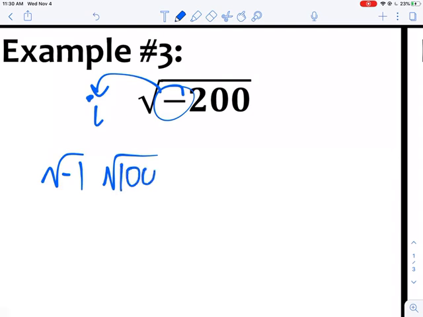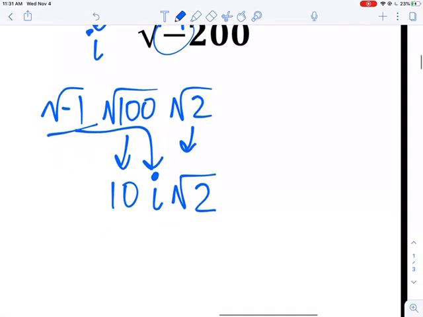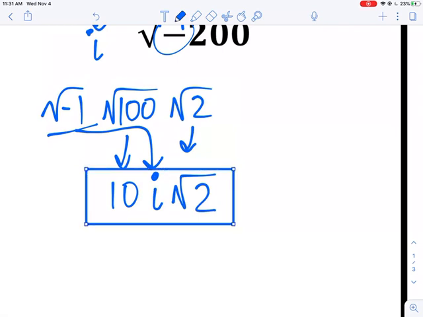So the biggest square that's divisible into 200 is 100 times 2. So we've got 100 times 2 times negative 1 gets us to negative 200. Square root of 100 is 10 outside of the square roots. Square root of negative 1 will always come in as an i, and that goes after my number. And then that square root of 2 can't simplify, so that just comes down. So as you can see, we're just breaking it down into factors, specifically perfect squares.